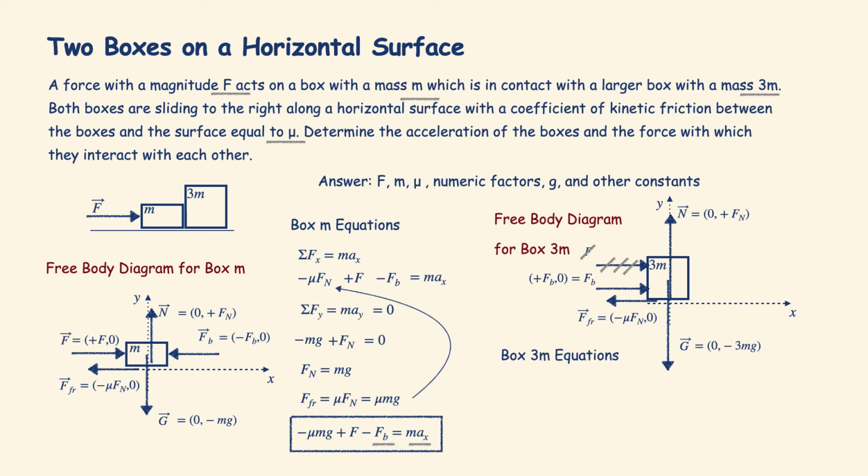Now let's write the equations for this large box based on Newton's second law. For the x components, I'm going to have minus mu Fn, that's the x component of the frictional force, plus Fb, the x component of the force between the two boxes, and that has to be equal to 3 times the mass, 3m, times the x component of the acceleration of that box. For the y components, I will have minus 3mg for the gravitational component plus Fn, that's for the normal force, has to be equal to 0.